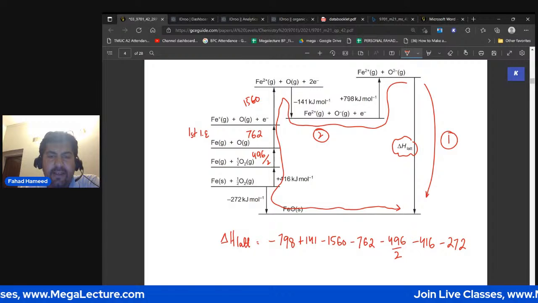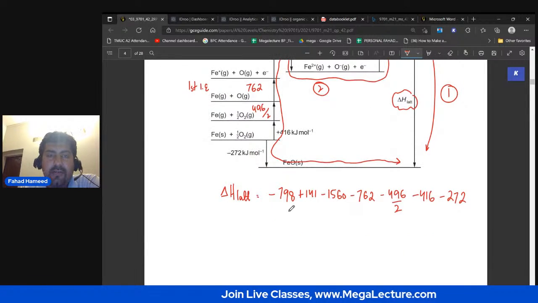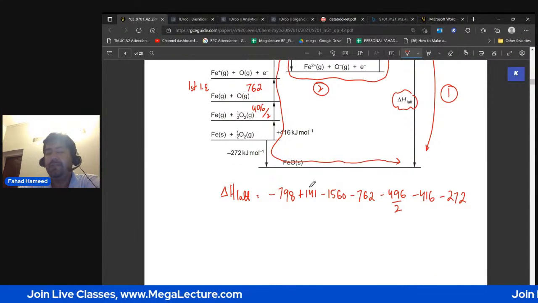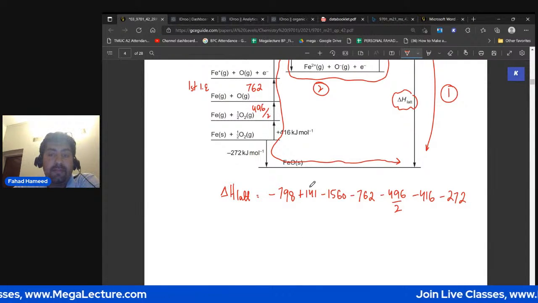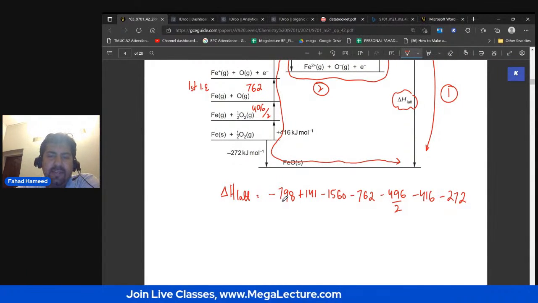So a lot of negative values, and that's it. I've reached my point. So I have to calculate all of this. I'll just look at the marking scheme and see what the answer is. Remember, you have to be very, very careful when you're doing these calculations on your calculator, because it's very easy to make silly mistakes.